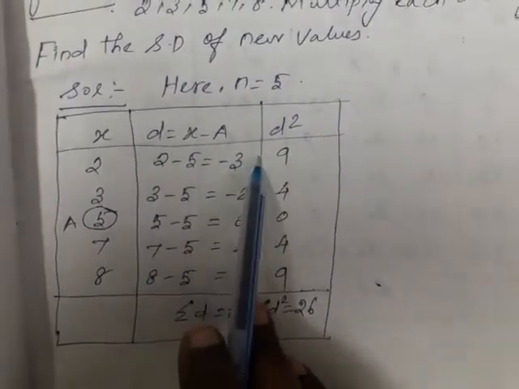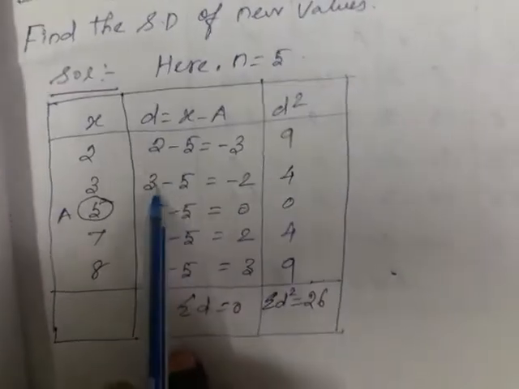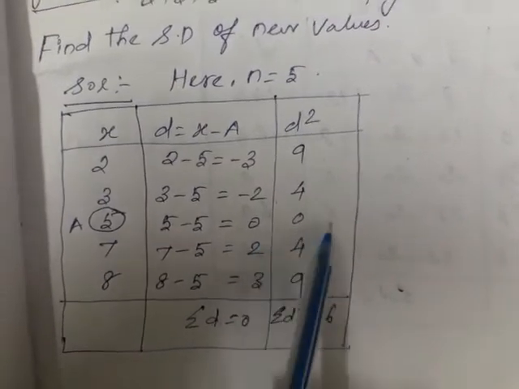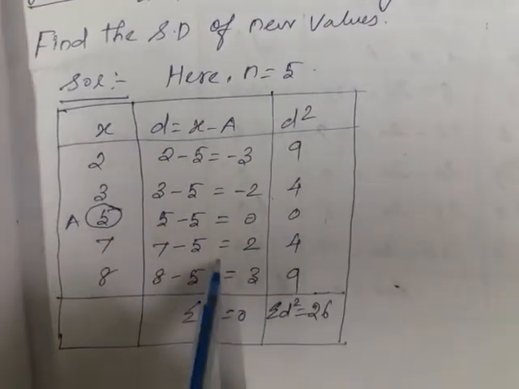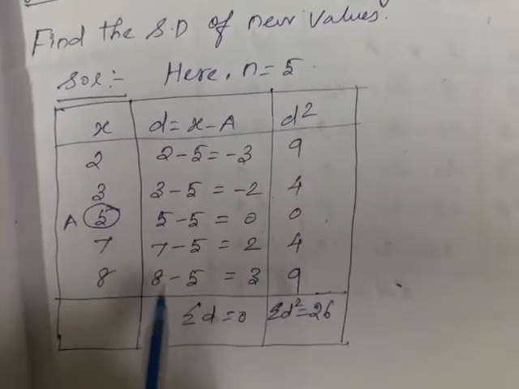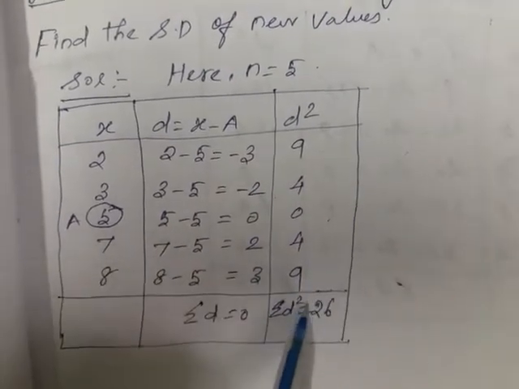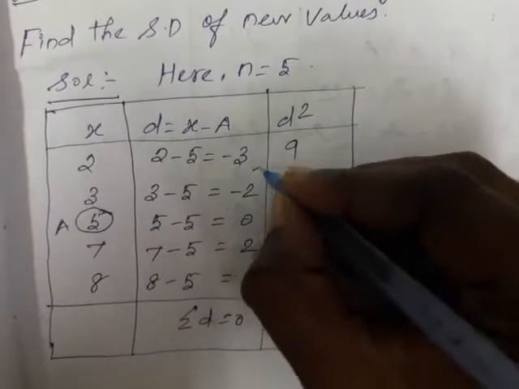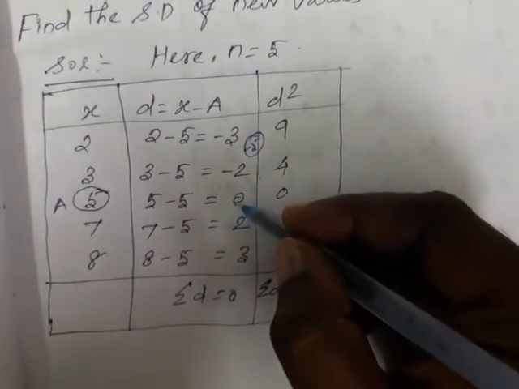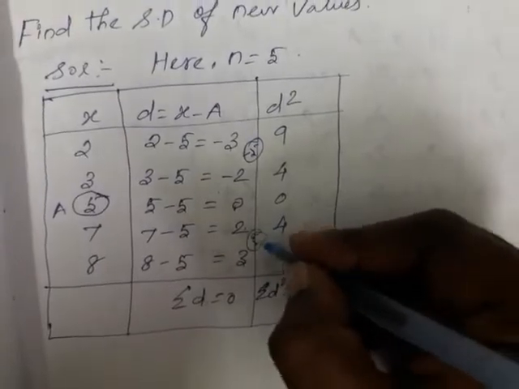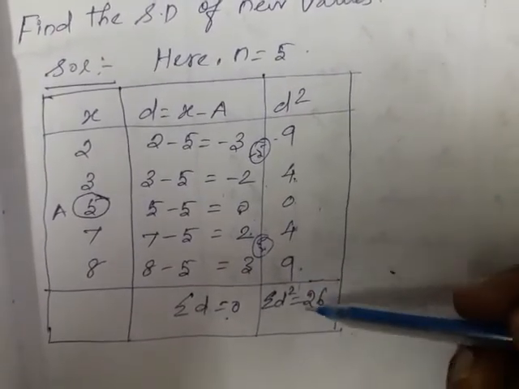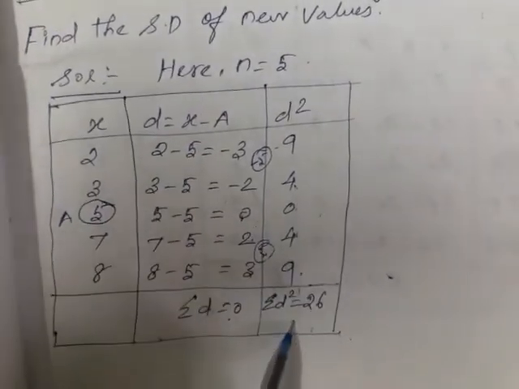2 minus 5 is minus 3, square is 9. 3 minus 5 is minus 2, square is 4. 5 minus 5 is 0, square is 0. 7 minus 5 is 2, square is 4. 8 minus 5 is 3, square is 9. Now add all those values. Minus 3, minus 2 gives minus 5; 0 we need not consider; 2 plus 3 is 5. So sum of D is 5 minus 5, that is 0. Next add the squares: 9 plus 4 is 13, 13 plus 4 is 17, 17 plus 9 is 26. So the sum of D square is 26.